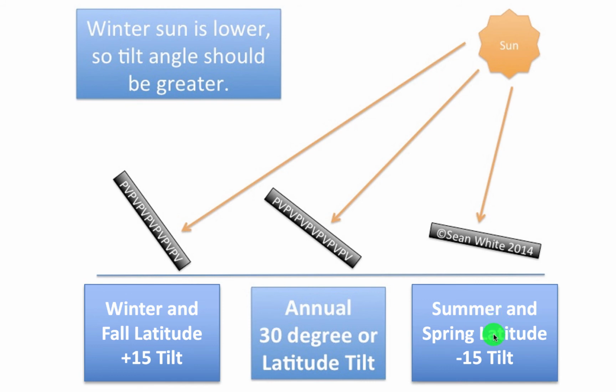Now, to optimize for summer or spring, they would say to tilt it at latitude minus 15 degrees. So that means if you were at 30 degree latitude minus 15 degrees, that would be a 15 degree tilt. If you're putting solar on your roof, you just go with the slope of the roof. When PV was more expensive, people would tilt it up on their roofs. Now, if you tilted it up on your roof, people would laugh at you.